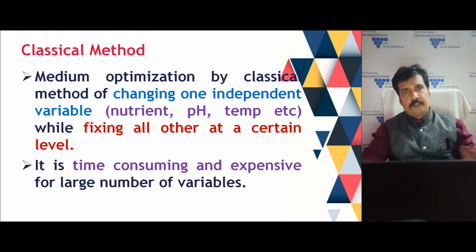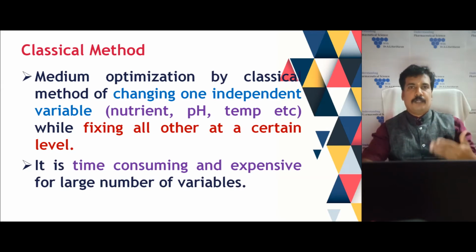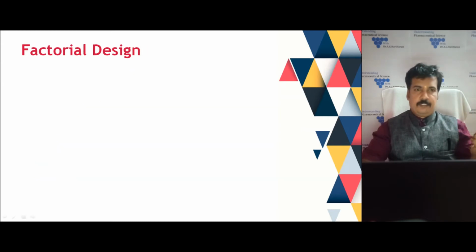It consumes more and more experiments. If the number of variables increases, it still consumes more experiments. So it is no longer a preferred method, and nowadays it is replaced by other methods. One of the methods is the factorial design.